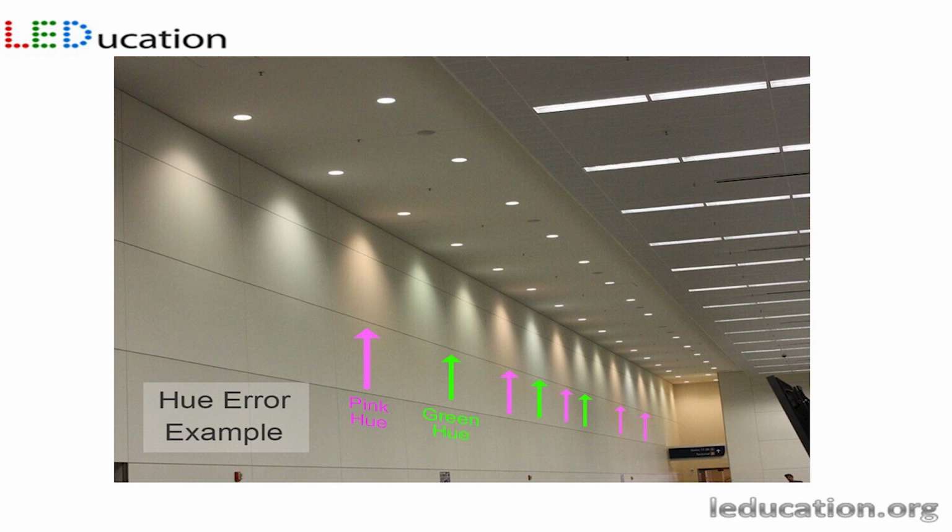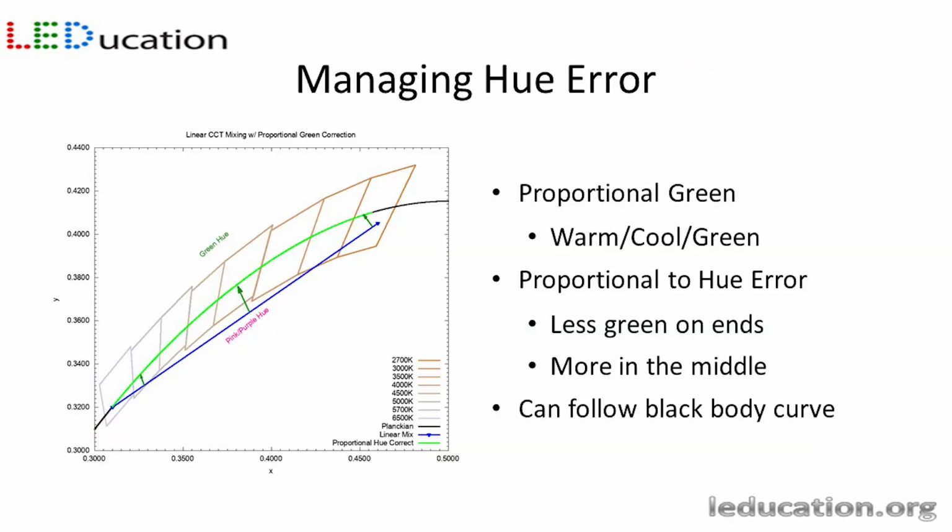The best method here is to use what's called proportional green correction. We're going to be using warm, cool, and green LEDs. However, the amount of green that we use is going to be proportional to the hue error. So when the hue error is large, we're going to add more green. And when the hue error is small, we will use less green. This generally ends up with less green on the ends.